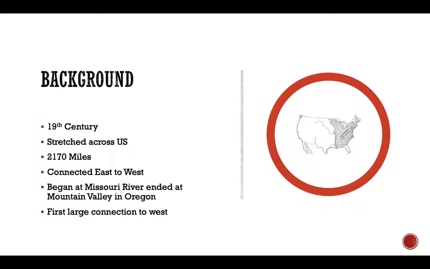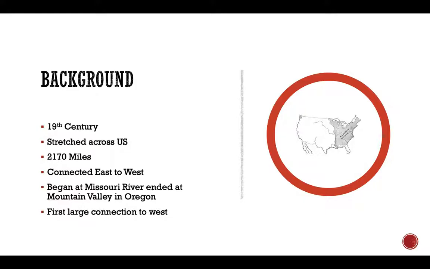So here we go. The Oregon Trail, as you all know, was a 19th century trail that stretched across the United States. It was 2,170 miles, and what it did was connect the eastern part of the United States to the western part. The importance here is this is the first time it's ever happened. It began at the Missouri River, which runs into the Mississippi River, and it flowed into the mountain valleys of Oregon.